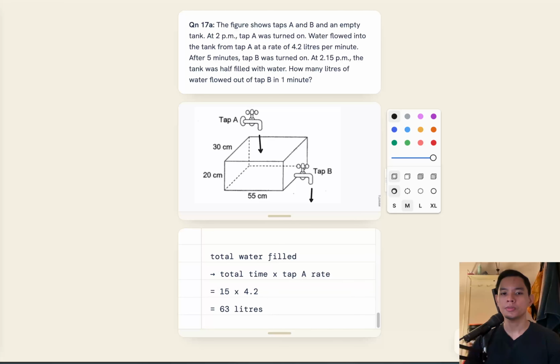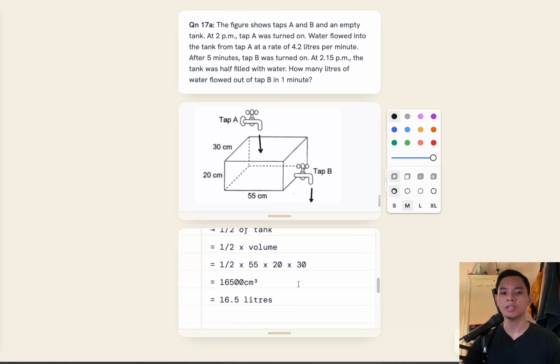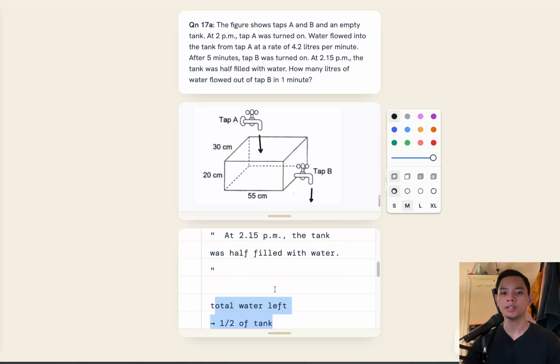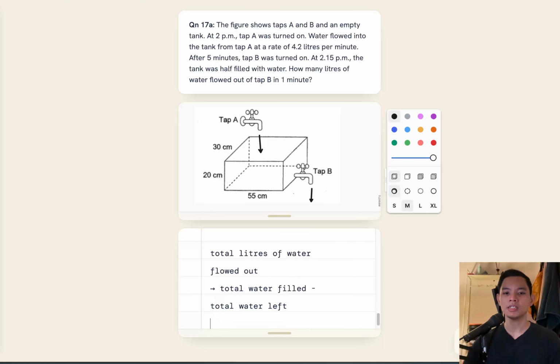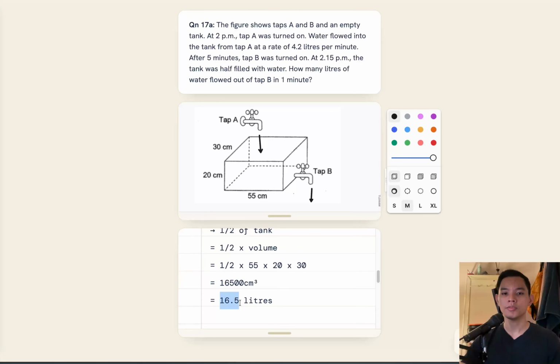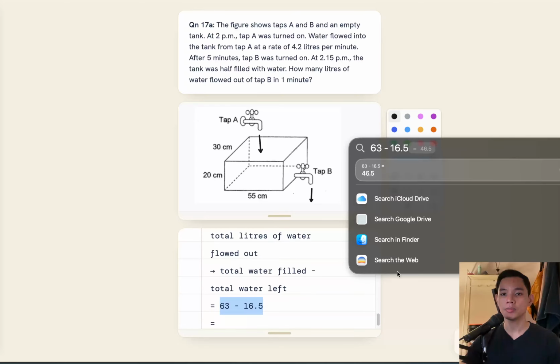Okay, so now we know the total water filled and the total water left. We can find out the total liters of water flowed out. It's basically total water filled 63 minus 16.5. This will give us 46.5 liters.